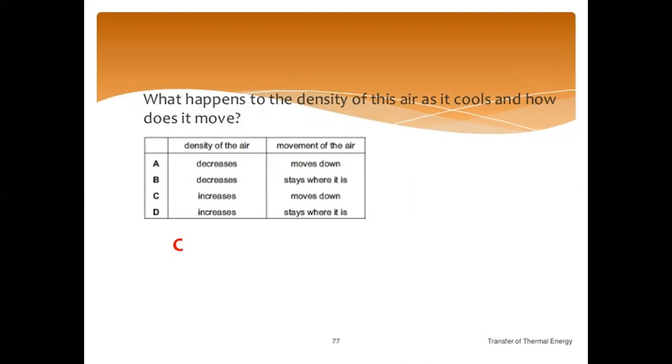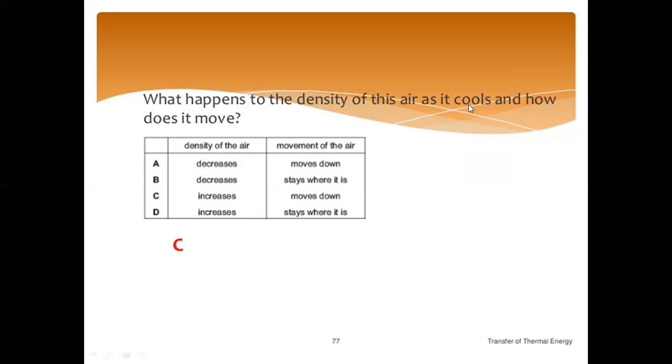A, density decreases, and the movement of the air moves down. B, density decreases and the air stays where it is. C, density increases and the movement of the air moves down. D, density increases and the air stays where it is. So they are asking here about the density of this air as it cools and how it will move.